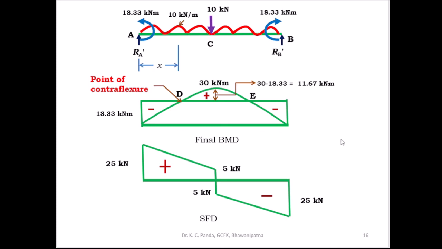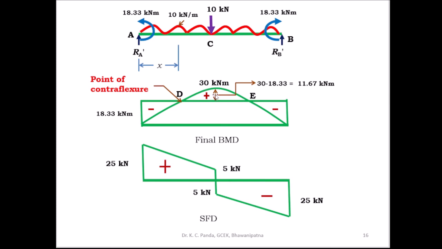Then after knowing the shear force, you can draw the shear force diagram. The shear force at B is equal to minus 25 kilonewton. Then the shear force just right side of C is equal to minus 5 kilonewton. Then shear force just left side of C is equal to plus 5 kilonewton. Then shear force at A is equal to plus 25 kilonewton. So this is the final shear force diagram, and this is the final bending moment diagram.